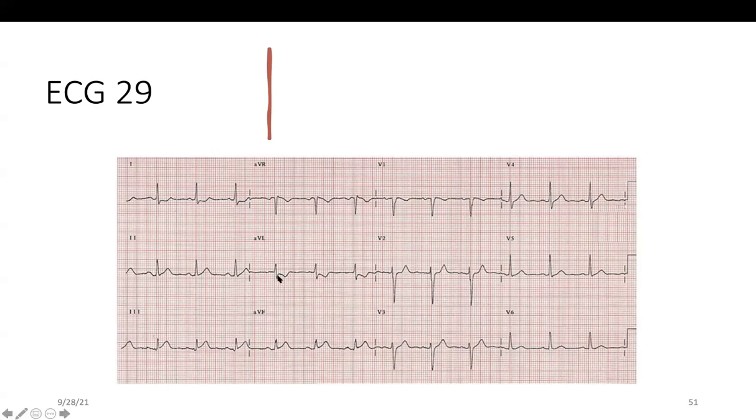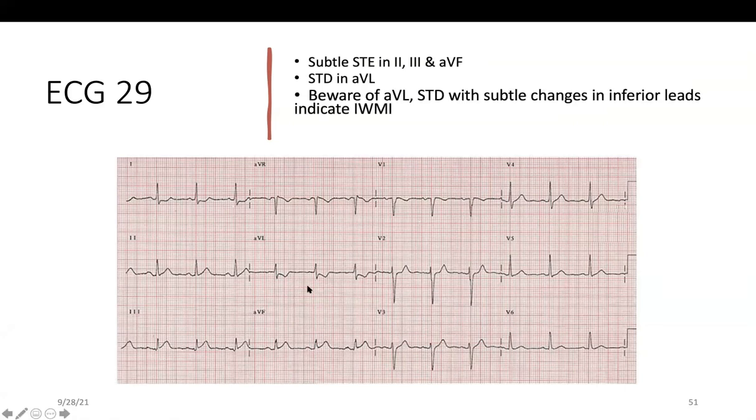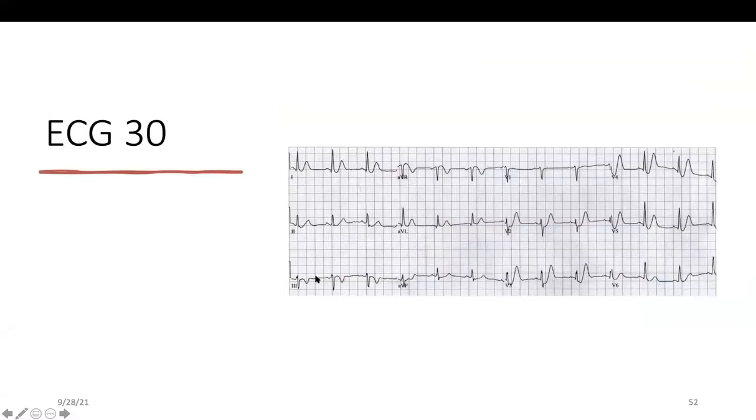wall MI. Okay, once you see ST depression in AVL with subtle changes that are not convincing, if you look at 3, it's not convincing. AVF is not really convincing, and 3 is not convincing, but this is documented inferior wall MI. Okay, so always be aware of AVL. Always AVL is a very important lead like V1. Okay, 30.